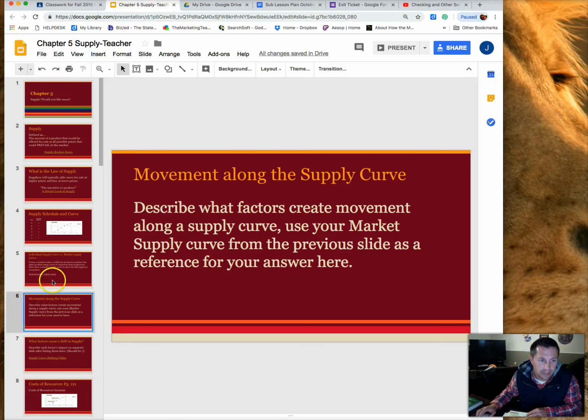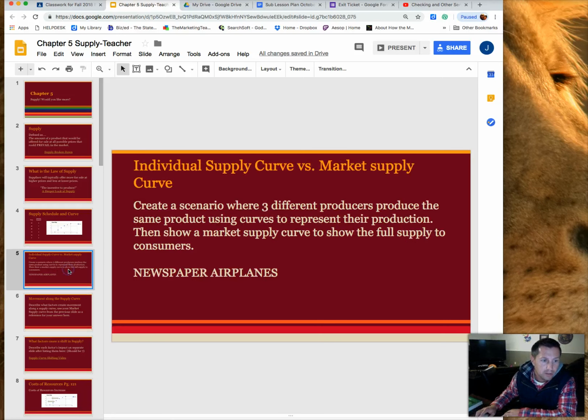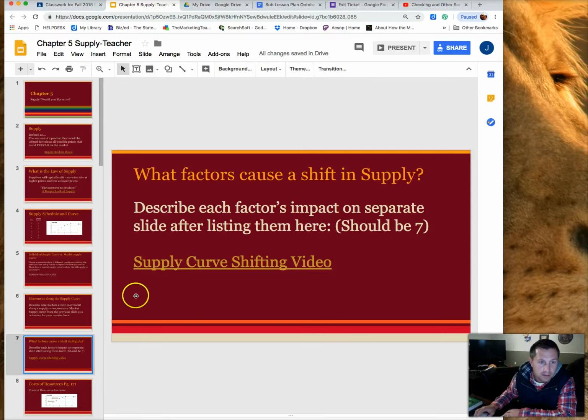After you take a look at that, the next thing is going to start the actual change in supply. This information starts on page 120, and there's a little red heading there to help you. In addition to that, I've given you a supply curve shifting video to help you understand what they're going to talk about in that change of supply section, because that's where your next piece of work is going to happen. So I would encourage you to watch that video first.